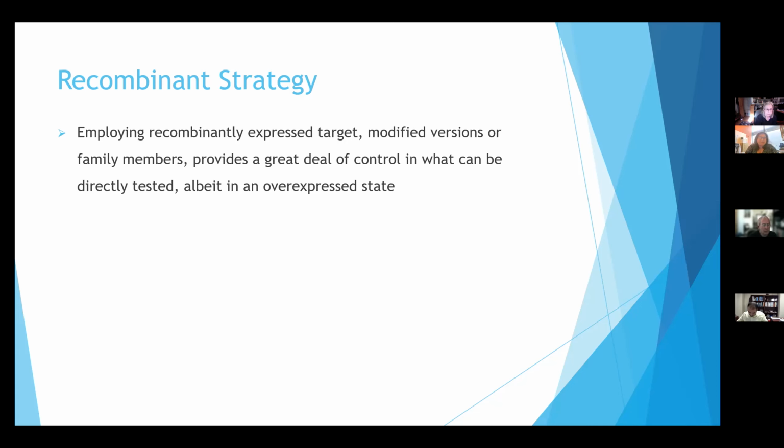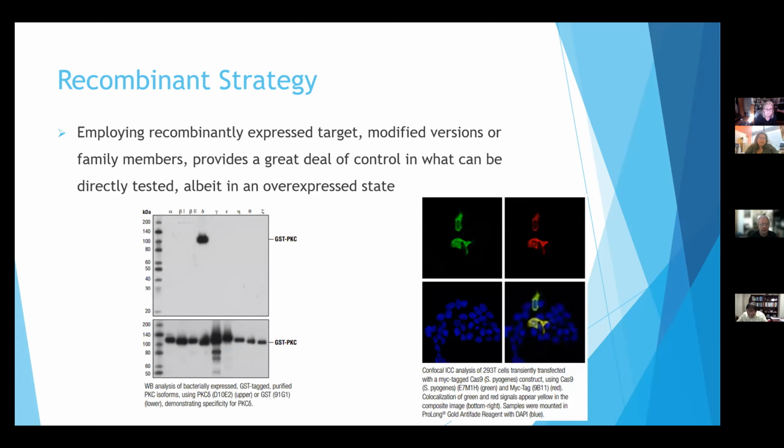The problem is it's not natural, but it has some strengths because you can change how it's expressed. You can do mutations to it. In this particular case, they put a MYC tag on it, to which we have lots of MYC antibodies. And we can see that our test antibody co-stains with it. And you can see that they overlap perfectly.